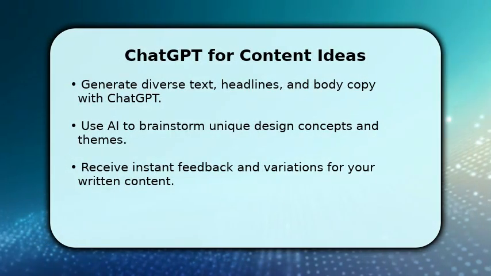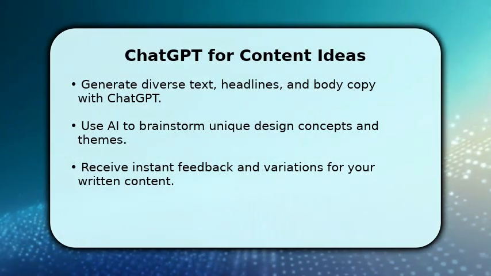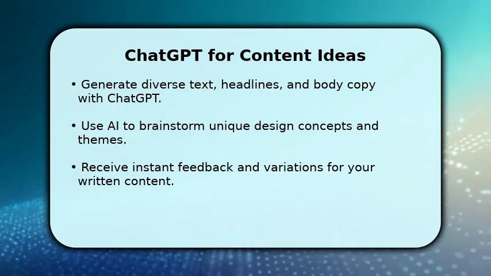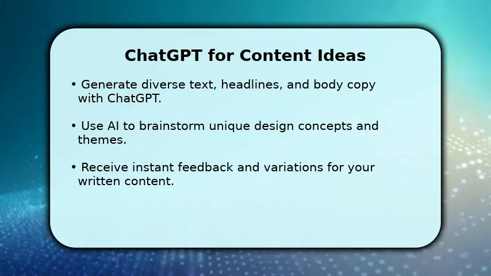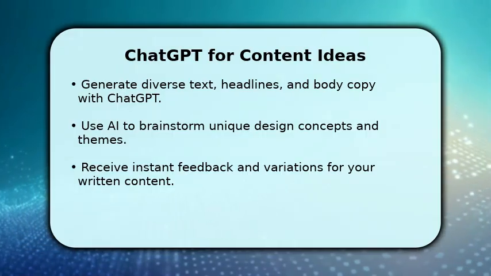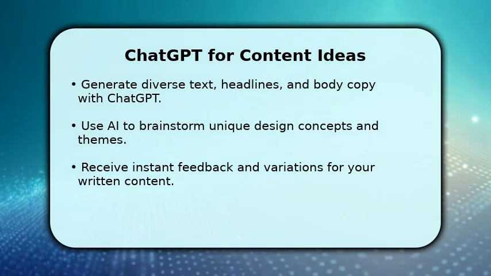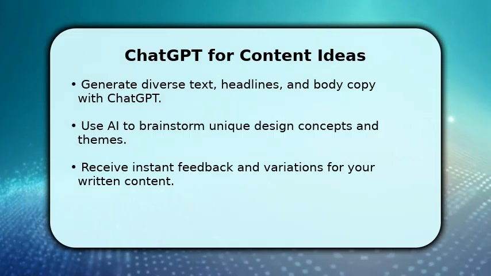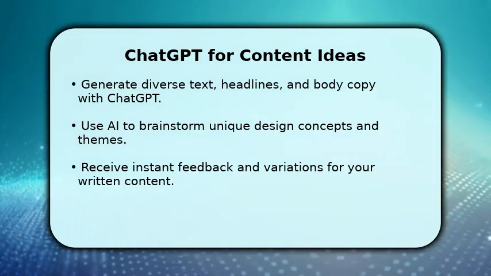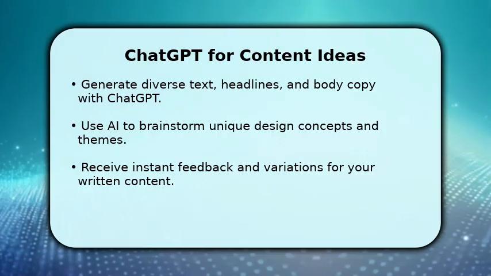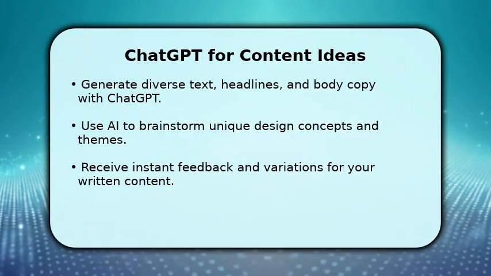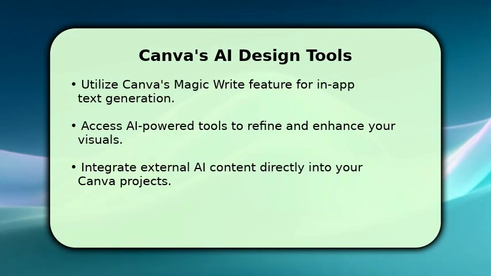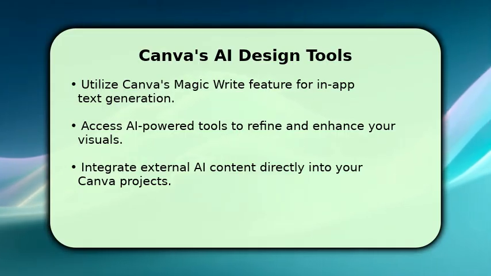First, leverage ChatGPT as your ultimate content generation assistant. You can prompt it to create engaging headlines, compelling body text, or even entire blog post outlines. For instance, ask for 5 different taglines for a new product. Then, simply copy and paste this AI-generated text directly into your Canva designs, ensuring your visuals are always paired with impactful messaging. Next, explore Canva's own integrated AI capabilities, such as Magic Write.